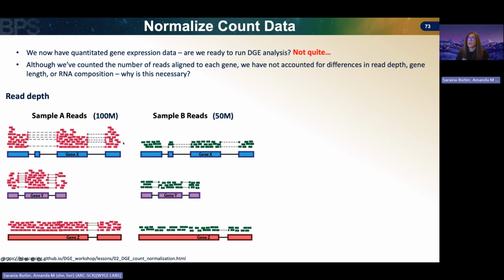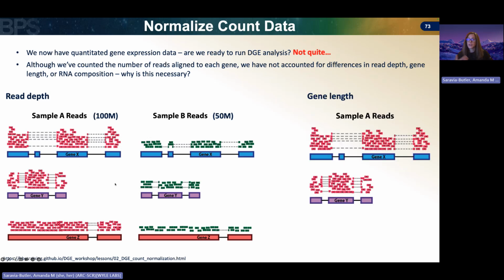In this example, each gene appears to have double the expression in sample A than sample B. However, this is just a consequence of sample A having double the number of sequences than sample B. If we didn't account for the fact that these were sequenced at different depths, we might falsely assume that genes X, Y, and Z are expressed at twofold more in sample A than sample B. So we need to normalize for those differences in read depth if we want to be able to compare the gene expression of each one of those genes between these two samples.